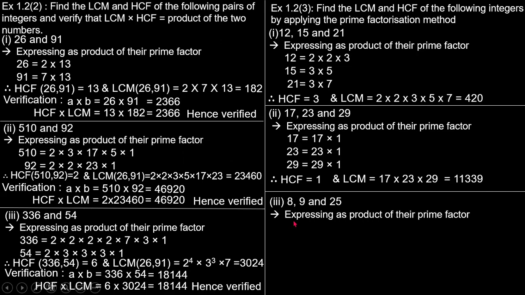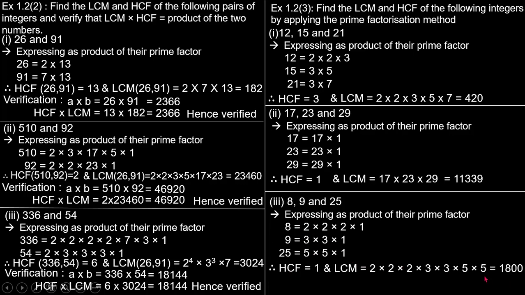Next is 8, 9 and 25. So 8 can be broken down as 2 into 2 into 2, 9 can be 3 into 3, and 25 as 5 into 5. If you see, nothing is common except 1, so the HCF will be 1. However, the LCM will be the product of all these three numbers, so it will be 1800.